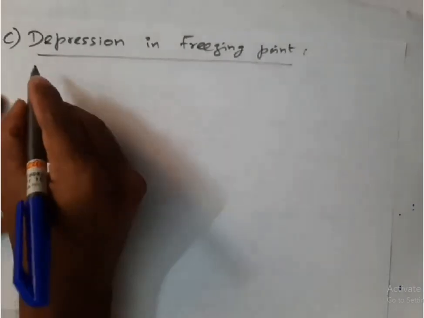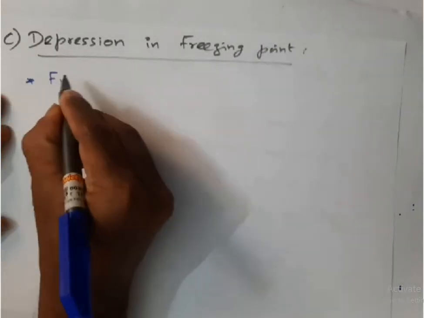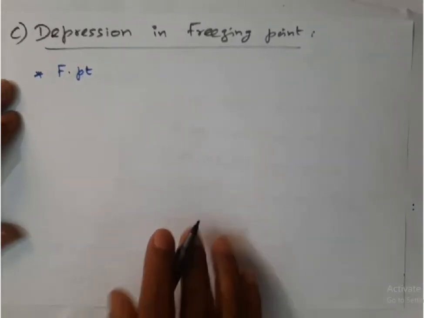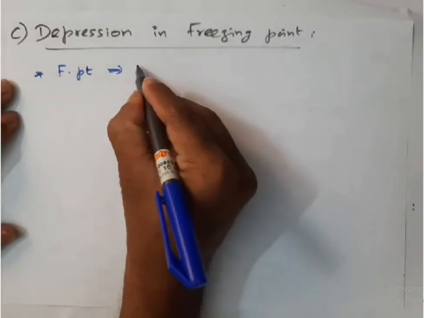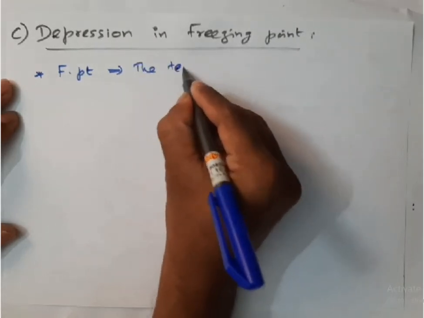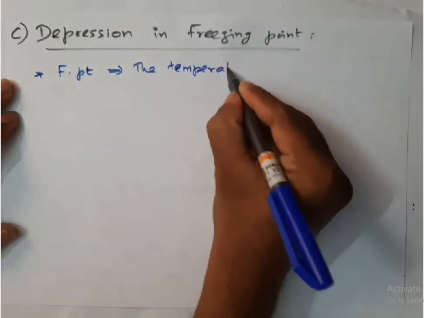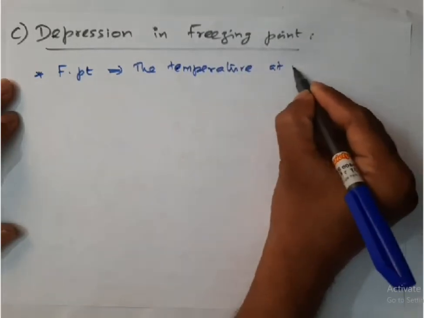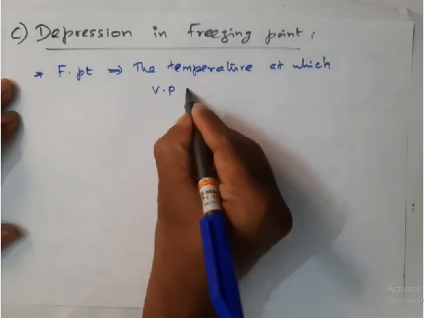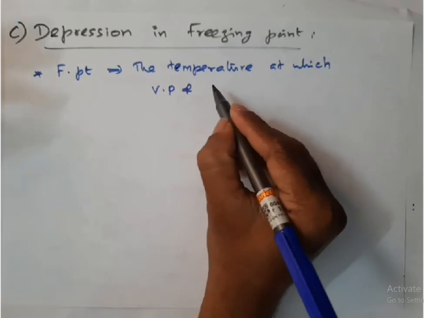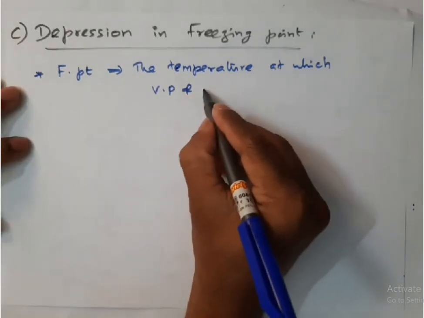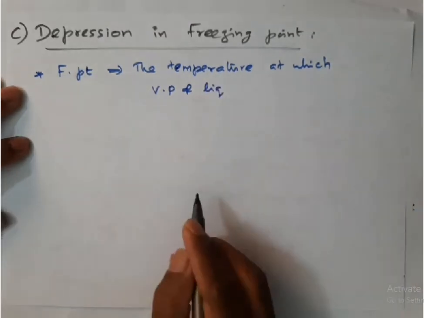See, what is freezing point first of all? Let me write simply FPT. FPT means freezing point. What is freezing point? Freezing point is nothing but the temperature at which vapor pressure of a liquid or some solution, it may be solvent or liquid, so I will write simply liquid. Vapor pressure of liquid.